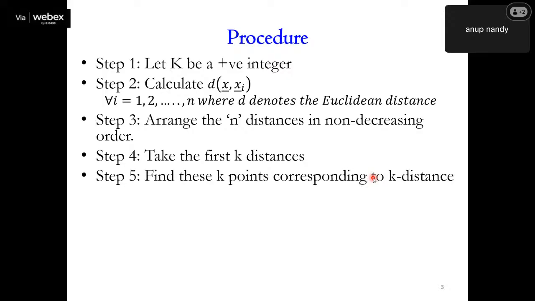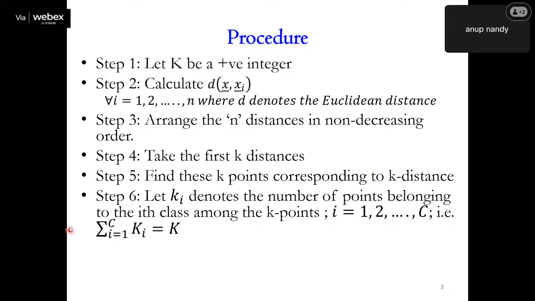Now find these k points. You have to find those k points corresponding to the k distances. Since k will be given to you, that information is given: how many points correspond to the first k distances. If you arrange the distances in increasing order, you check which class each of those points belongs to. So finding the k points means you are trying to find the class representatives based on these minimum distances.